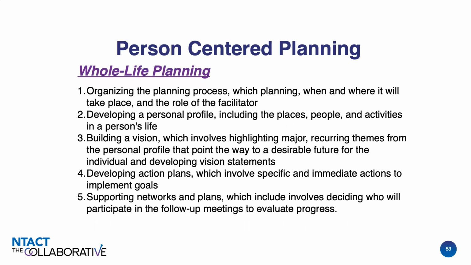The Whole Life Planning Manual assists young adults in making the transition from school to adult life through the following steps: organizing the planning process, choosing which planning process, and when and where it will take place, and the role of the facilitator. Developing a personal profile, including the places, people, and activities in a person's life. Building a vision, which involves highlighting major recurring themes from the personal profile that point the way to a desirable future for an individual, and developing vision statements. Developing action plans, which involve specific and immediate actions to implement goals, and supporting networks and plans, which includes involving who will participate in the follow-up meeting to evaluate progress.